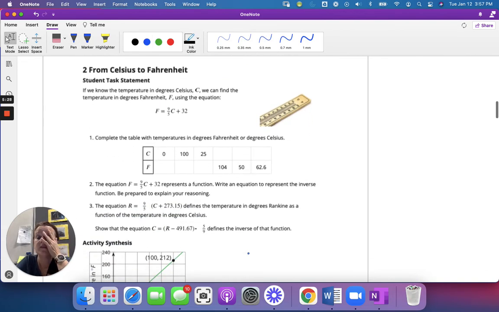Now, from Celsius to Fahrenheit. It's quite common in science for there to be an equation when you know that your temperature is in Celsius and you're trying to convert it into Fahrenheit. And it's this equation right here. So we know the temperature in Celsius. We can find the temperature in Fahrenheit using this equation. Complete the table with temperature in degrees Fahrenheit or degrees Celsius.